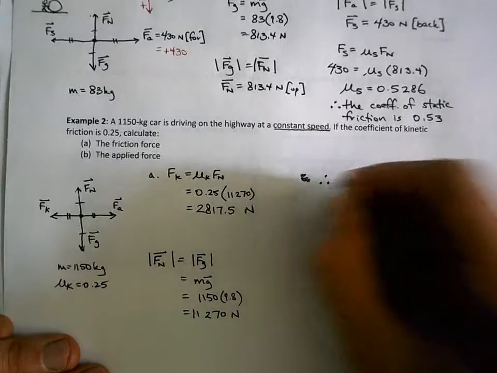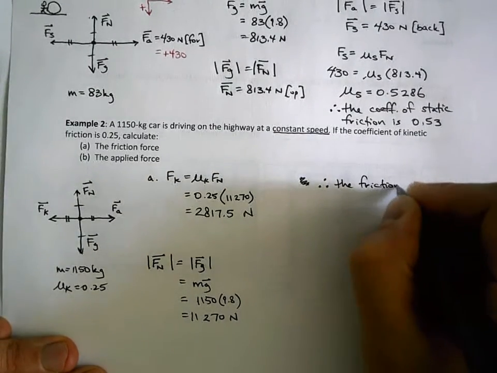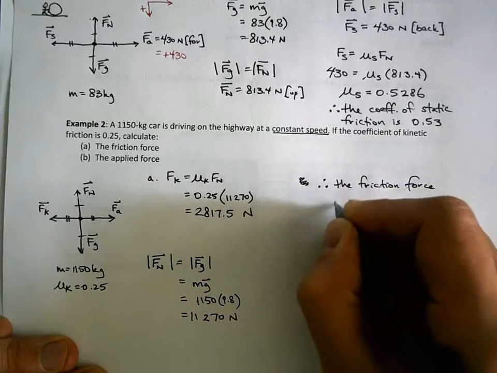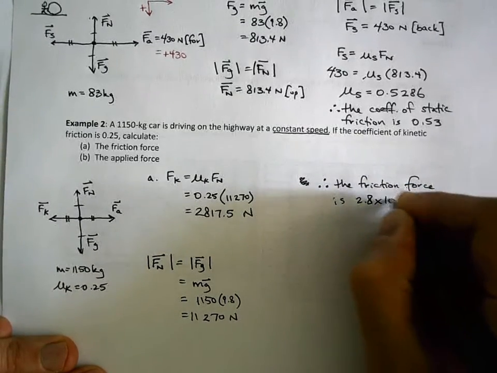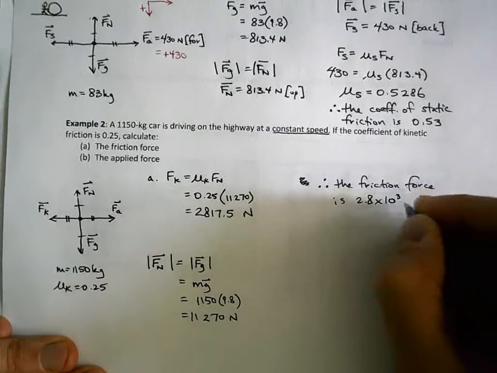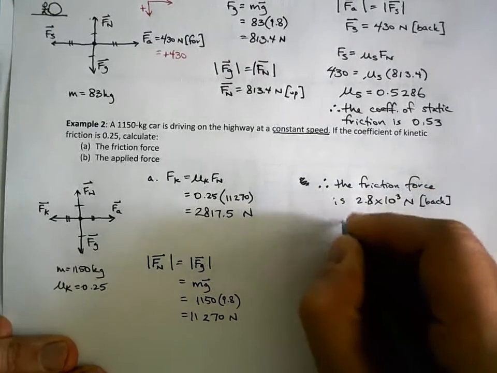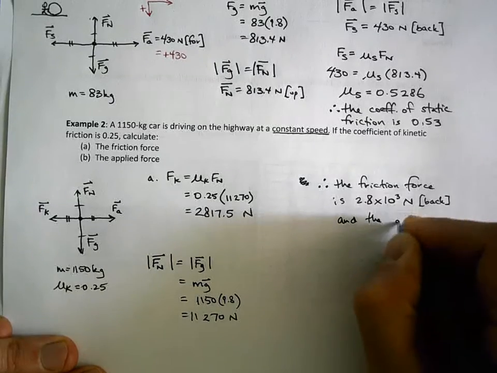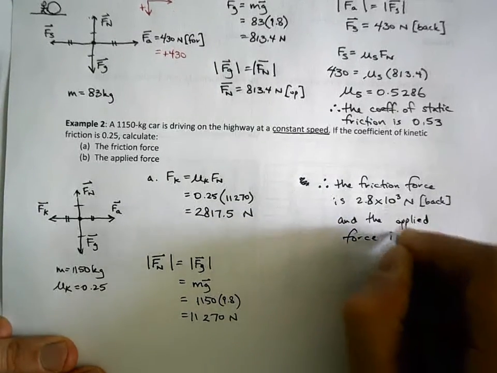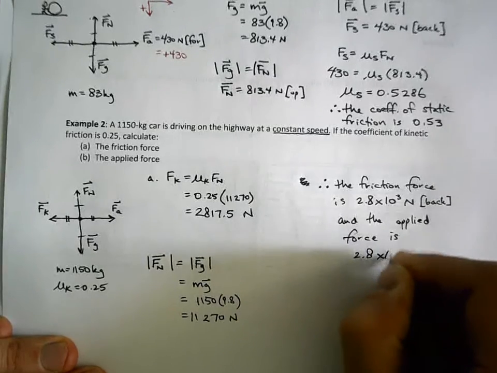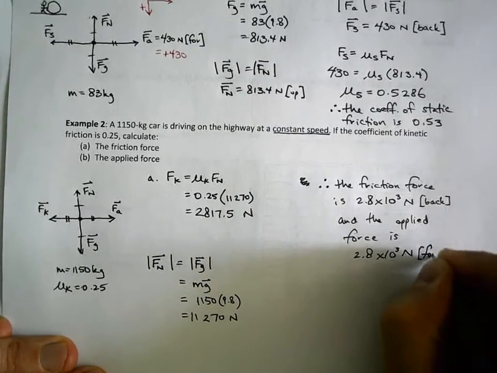So therefore, the friction force is 2.8 times 10 to the 3 newtons backwards, and the applied force is 2.8 times 10 to the 3 newtons forwards.